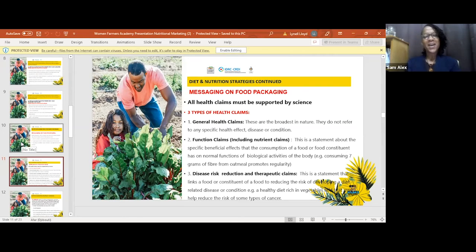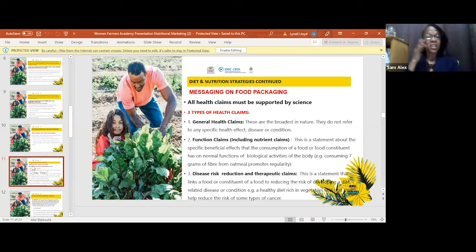So let's move on. Okay, so we're still on messaging on food packaging. And I believe it was Ruth who made a point earlier that she was speaking about the research or the science. And like she rightfully said, there's something out there to support everything. And so it is really just a matter of choice. It is really just a matter of the preference of the consumer. Your job is to present the information, not to make the choice for the consumer.